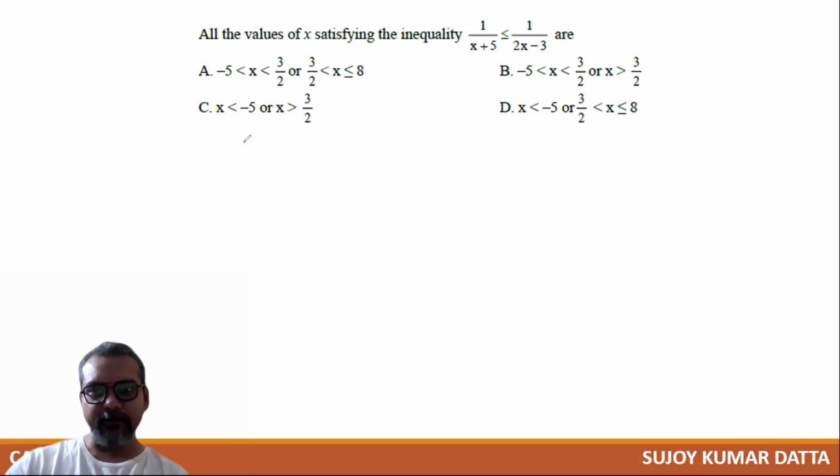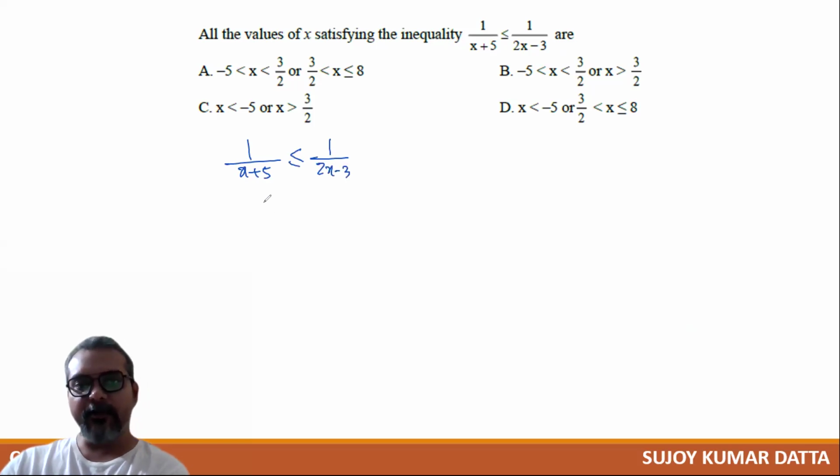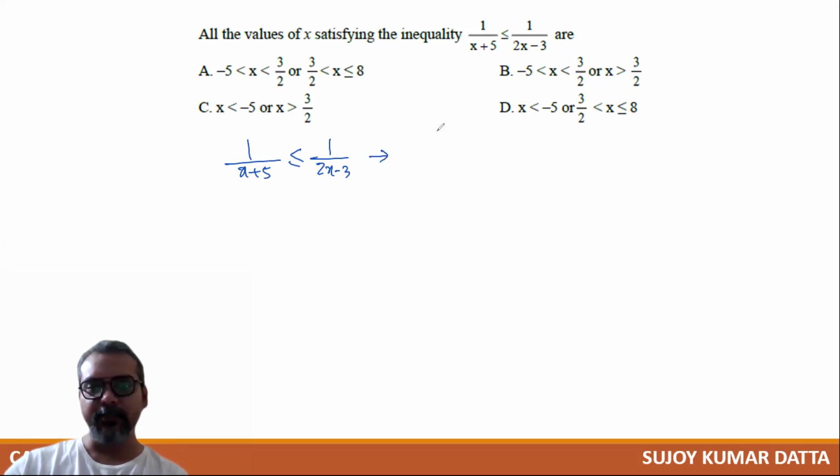So you have this inequality to solve. It's 1 over x plus 5 less than equal to 1 over 2x minus 3. As you might know, cross multiplying in an inequality doesn't work because we don't know whether they're positive or negative. So we'll factorize, take them to the same side. So this minus this would be less than equal to 0.